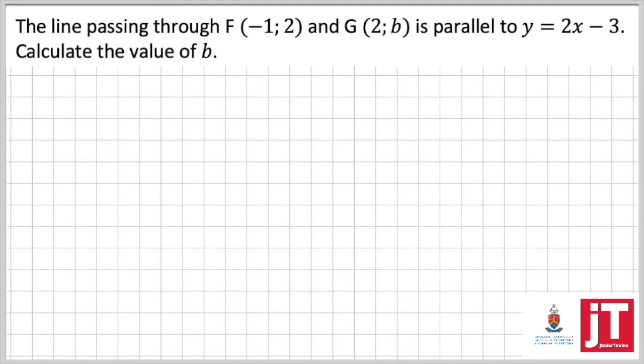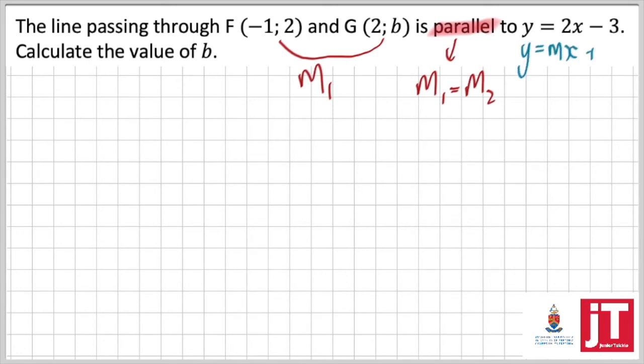So how do I analyze a sum like this? Well, I look at all the bits and bobs of information given. The first thing that's given is that it is parallel, so the two gradients must be equal. But which two gradients? The first one is the gradient between F and G. The second gradient I need to get from the line, but I can only get it if y is the subject. And y is the subject, so m, which is the coefficient of x, is the gradient.